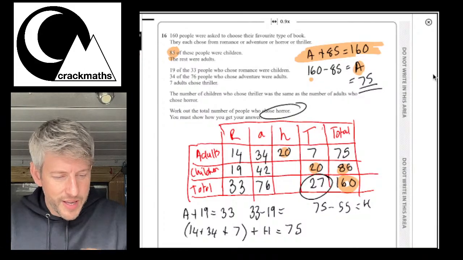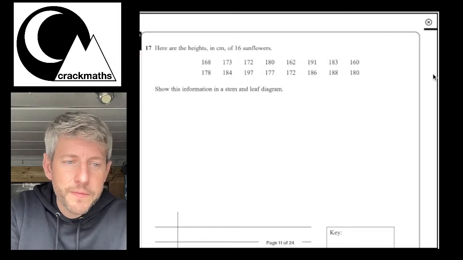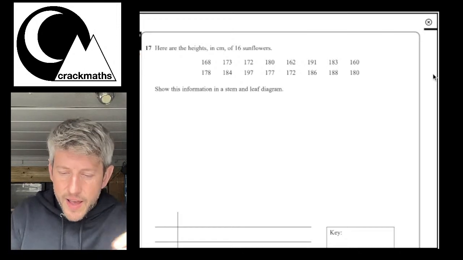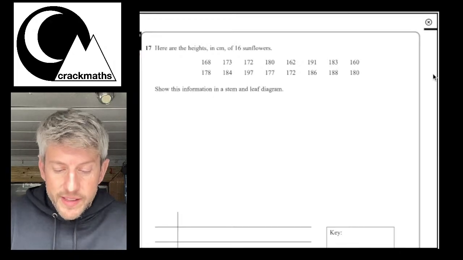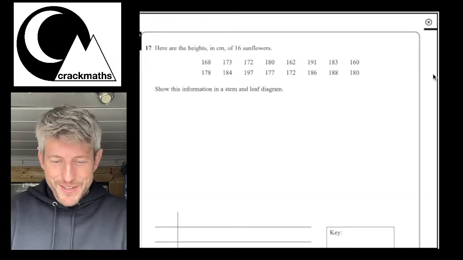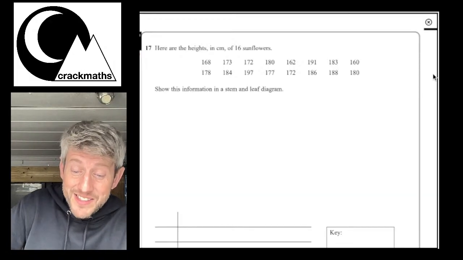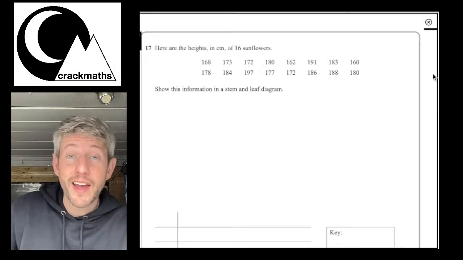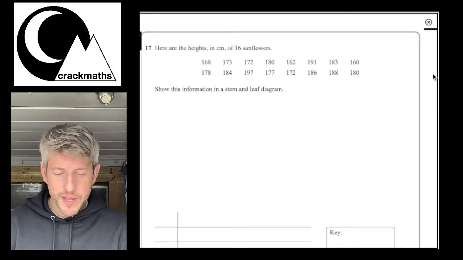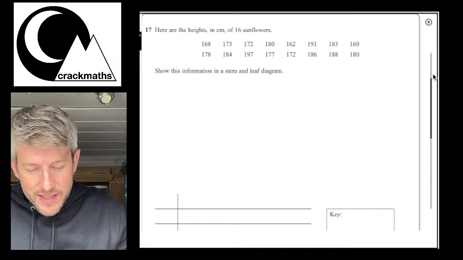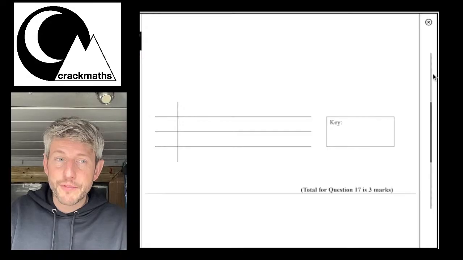Okay, so here we go. Right, question 17 is, here are heights in centimetres of 16 sunflowers. Show this information in a stem and leaf diagram. Okay, so we've got the stem and leaf. Right. So here is the layout for the stem and leaf diagram.